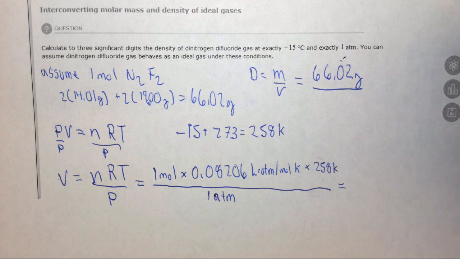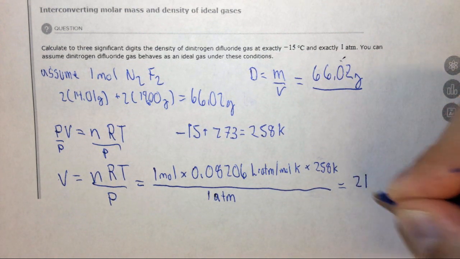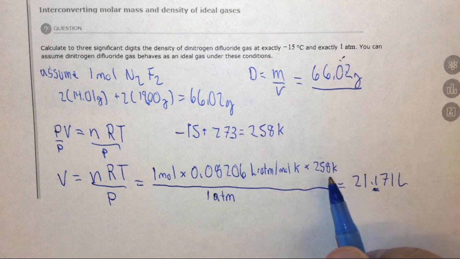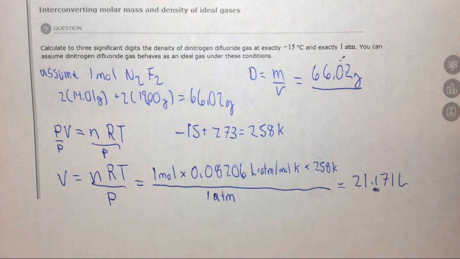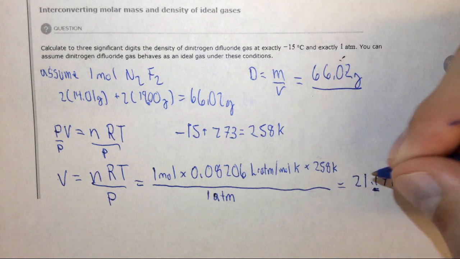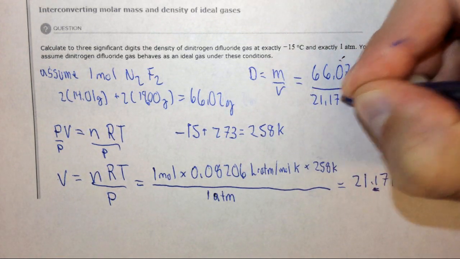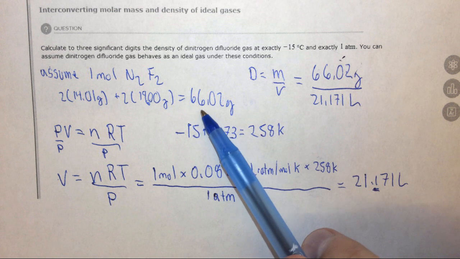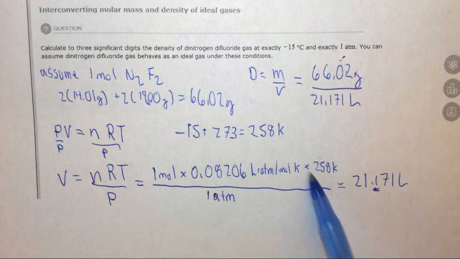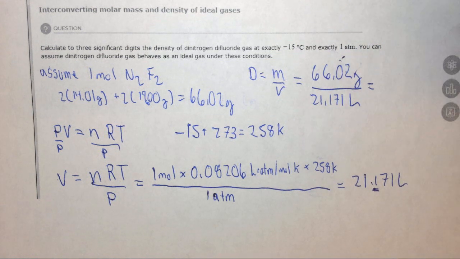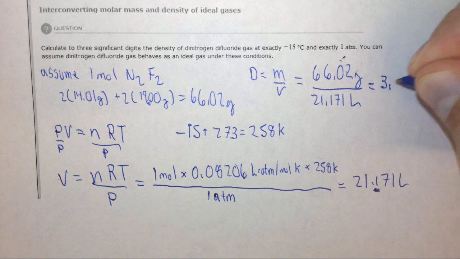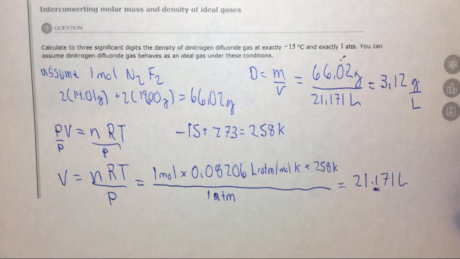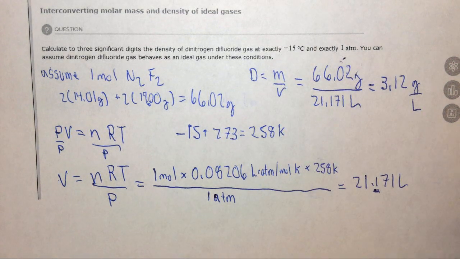When you do all that math, you find out that V equals 21.171 liters. Or probably this is a sig fig, because the temperature is actually a measurement, and that'll give us our 3 sig figs at the end as well. So plugging in for our volume, 21.171 liters. Remember, density equals mass divided by volume. We found the mass because we found the molar mass, and then we found the volume using the ideal gas law, as shown here. So now we take our mass, we divide by our volume, and to 3 sig figs, we get 3.12 grams per liter as the density of dinitrogen difluoride at minus 15 degrees Celsius and 1 atmosphere of pressure.